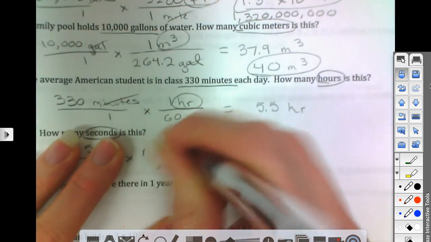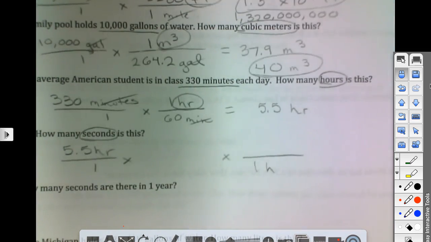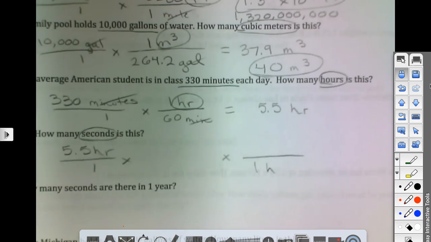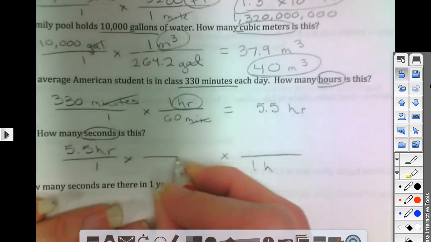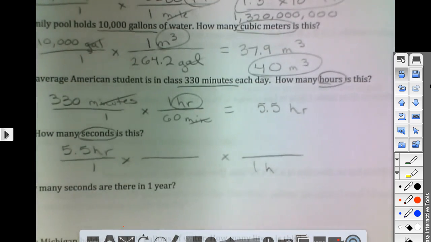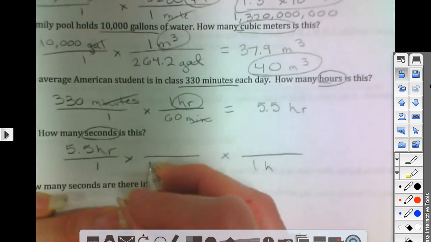Yes, sir? What if you just use the 3,600? That's fine. No, instead of 330 minutes, because you know it's 330 minutes. That's actually a really good idea. You could totally do that. That's perfect. That's fine. I'm going to keep going with where I'm going, but yeah, that's a great idea. I always want to show you one with 2 steps, but you're right. Absolutely right.